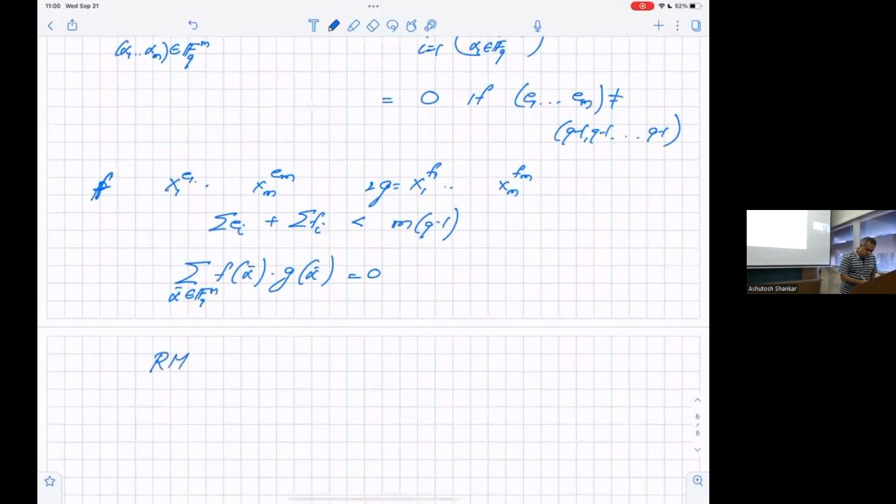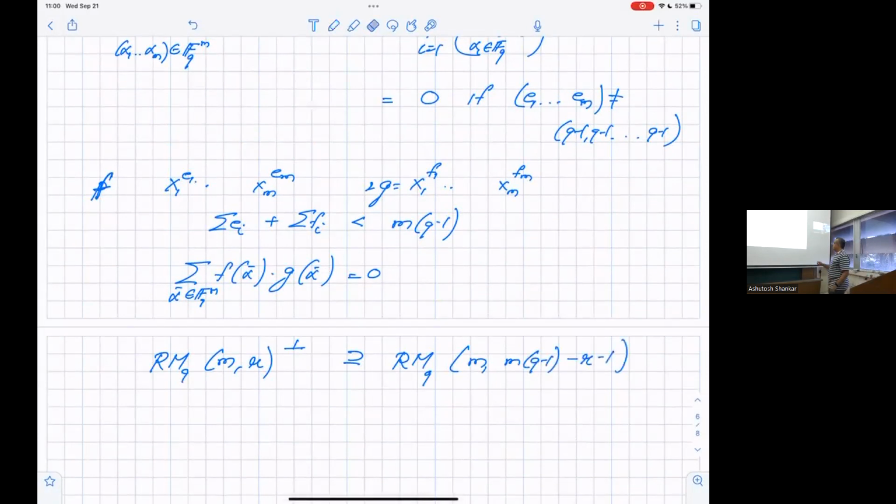For Reed-Muller code RM(q, m, r), its dual certainly contains Reed-Muller code RM(q, m, m times (q minus 1) minus r minus 1). The dual of this certainly contains this. Everything here is orthogonal to this.